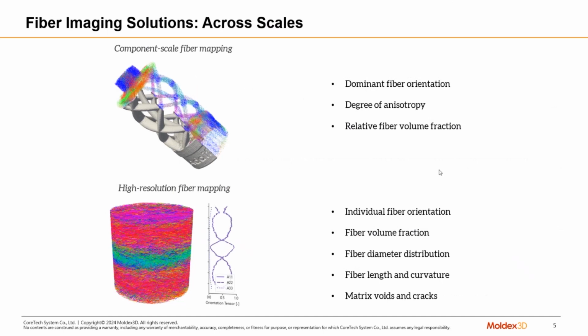So the next slide, you can see our fiber reinforced composites solution where we offer comprehensive imaging from different length scales. So at the component scale, we provide fiber mapping that delivers statistical data on fiber orientation, degree of anisotropy, and fiber content. For more detailed analysis, we use high-resolution imaging to examine fiber and matrix microstructure and analyze fiber orientations with great detail. This detailed imaging forms the foundation of our partnership with Scortec, Moldex3D, specifically for optimization of fiber orientations in injection molding applications.